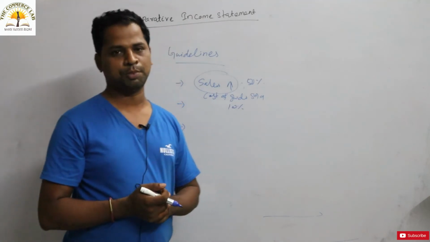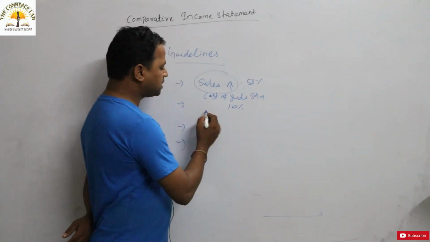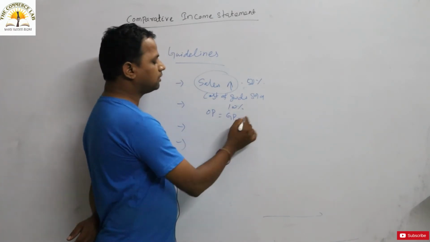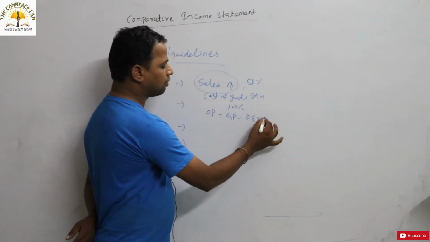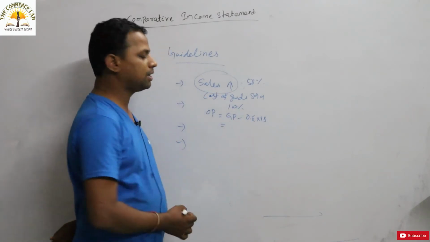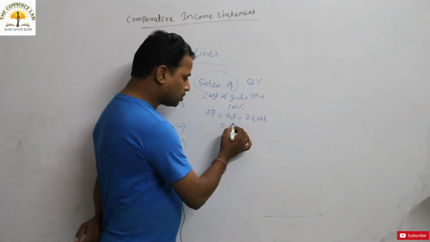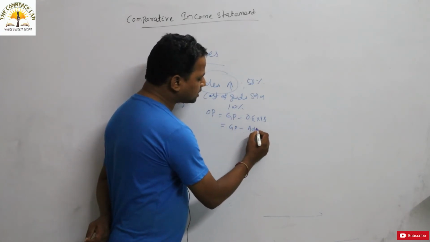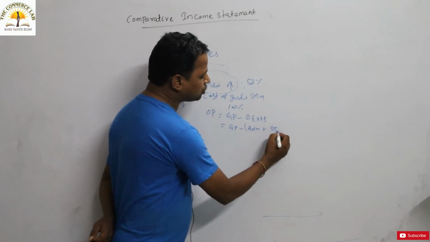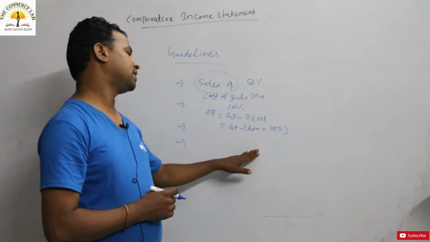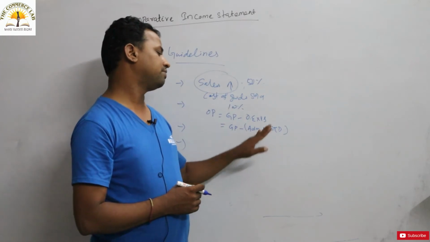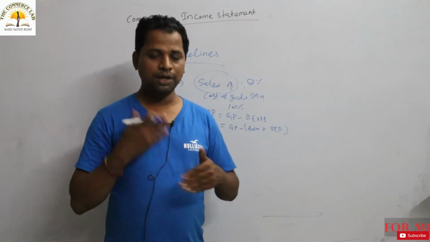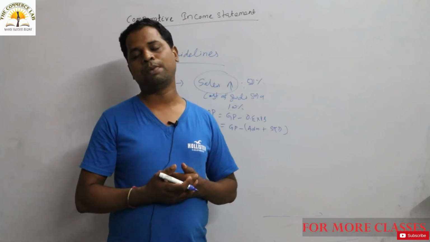Thereafter, one of the items is operating profit. How to get operating profit? When you deduct the operating expenses from gross profit, what will you get? Operating profit. Okay, so operating expenses means what do you understand? Administrative expenses plus selling and distribution expenses are known as what? Operating expenses. So gross profit minus administrative plus selling and distribution expenses is known as what? Operating profit.